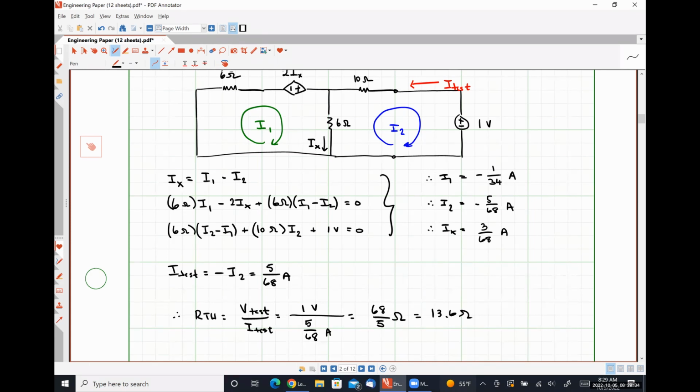Anybody have any questions about the analysis that we did here? Just good old fashioned mesh. All right. So now let's work this problem with a test current source.